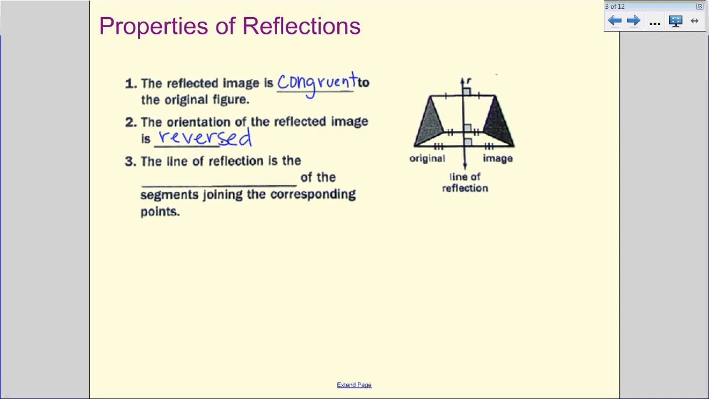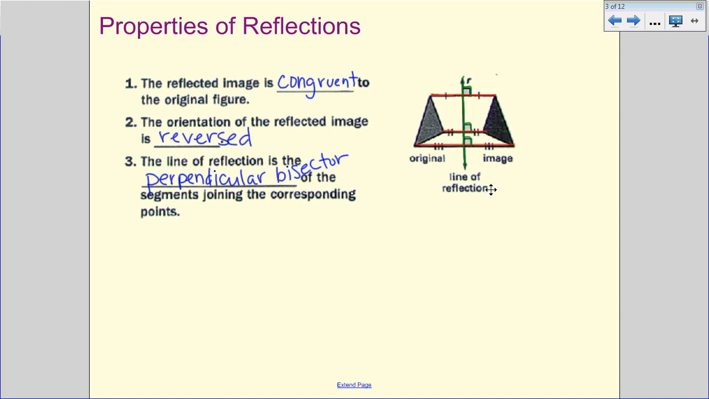I use the word opposite in the definition. It's reversed. And the line of reflection is the perpendicular bisector, I'm going to go off the line here, of the segments joining the corresponding parts. And as we look at that, we have corresponding parts that we've connected, corresponding parts that we've connected, corresponding parts that we've reflected. And then we have this line of reflection that hits each of those red segments I drew at a 90-degree angle and hits them at the midpoint.